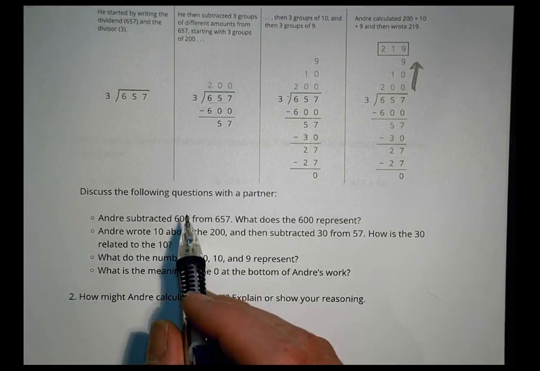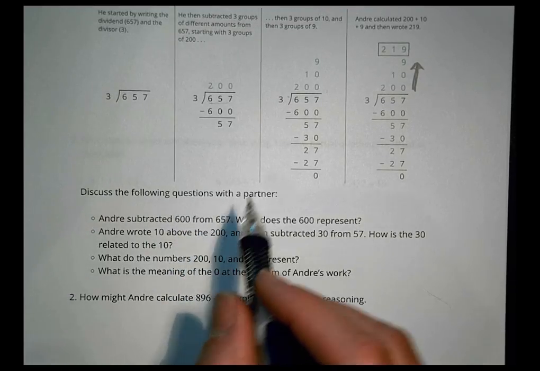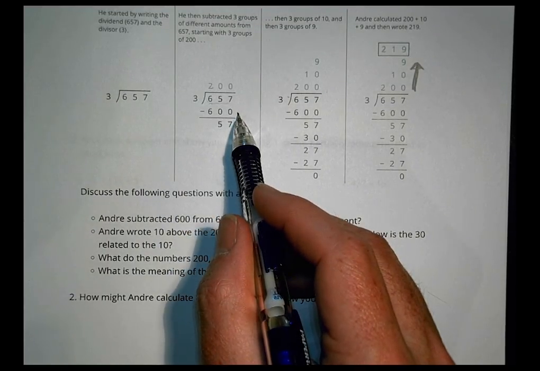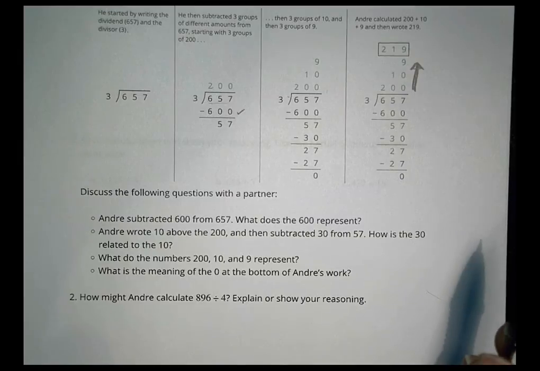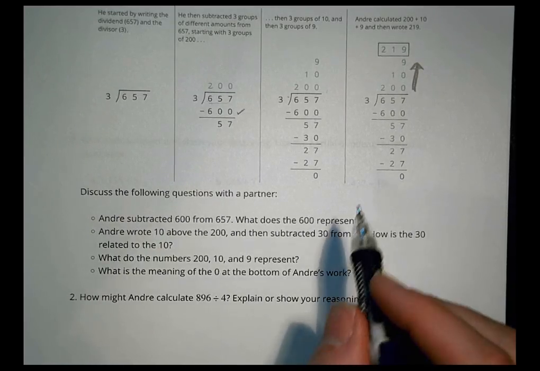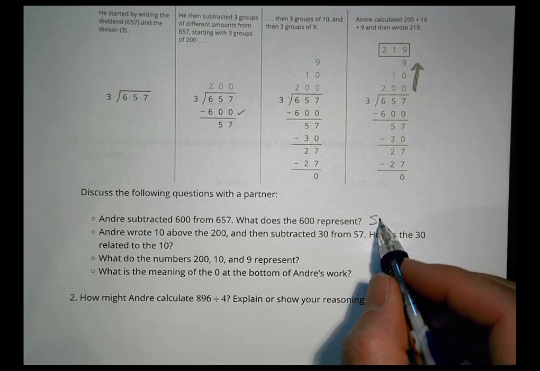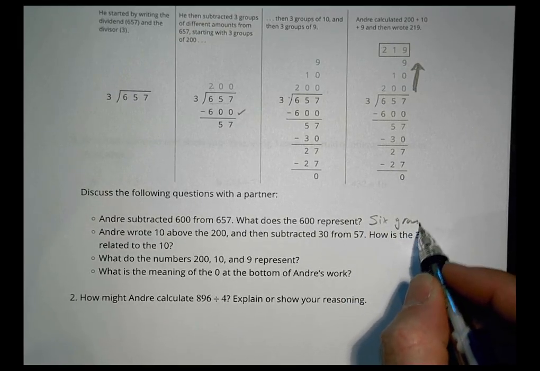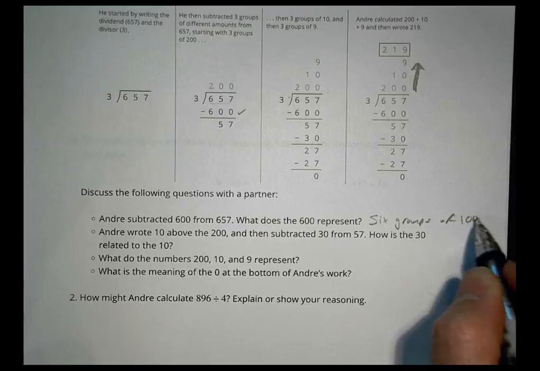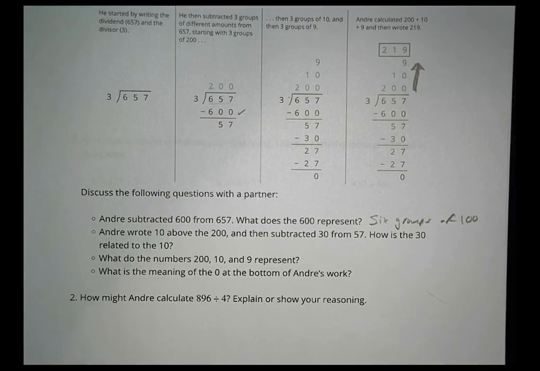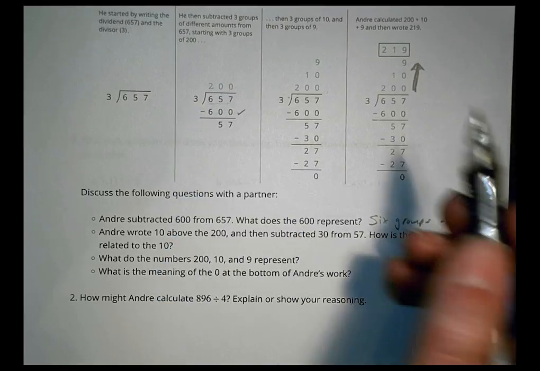So, as you, with your partner, have a little discussion. Andre subtracted 600 from 657. So what does this 600 represent? Okay, 600 represents what? Well, in our case, it represents 6 groups of 100 is what it stands for there. It also represents 3 groups of 200, if you want to think about it.